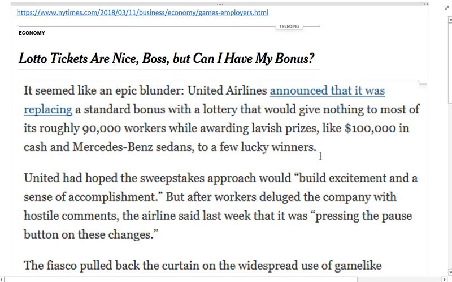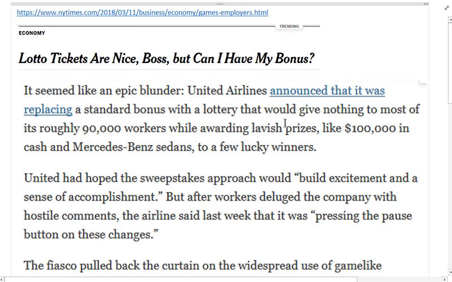Recently, United Airlines, this is from the New York Times, by the way, from last week, decided they were going to get rid of their standard bonus and instead would have a lottery and give nothing to most of the workers and award lavish prizes to a few lucky winners. Now, I'm not sure who in the upper management had this idea, but they obviously didn't run it by their employees. I mean, isn't that an obvious thing to do? Before you change how people get paid, you ask them whether they would like the new way or not.